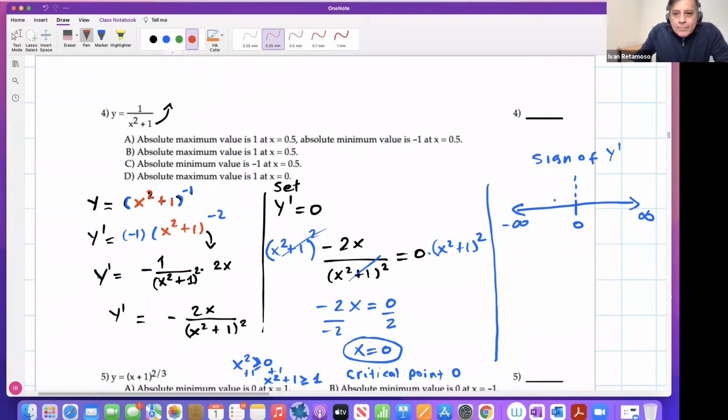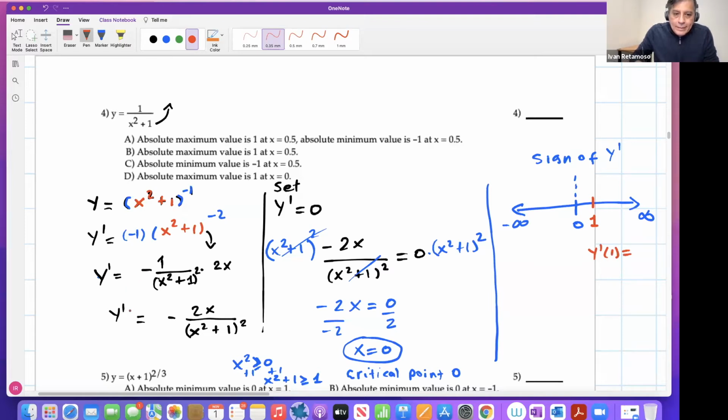What should be a good test point for this part? Anyone could tell me? Someone wrote something in the chat. 1. Yeah. Very good. Very good, Deep. I think you got it. 1 would be a good test point. You could take 2, 3, but try to pick something that is easy to evaluate. So now evaluate your derivative at 1.